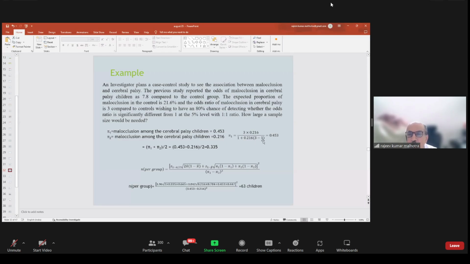That is 3 minus 2. 1 gets the P-value. P1 is equal to 0.53. So we find out the pi1 and pi2 value, and using this same formula, we can calculate the sample size we need for finding the odds ratio 3, having the malnutrition proportion 21.6%. So this is based on the odds ratio and the proportion of exposure in a control group.